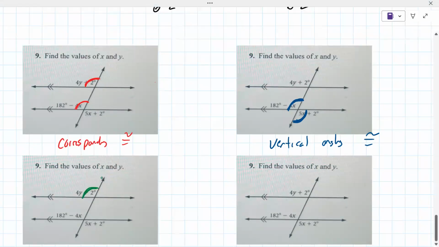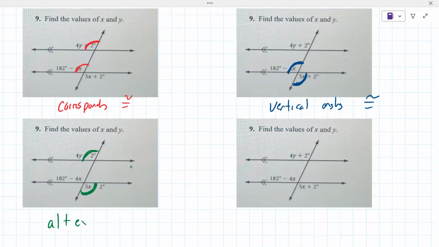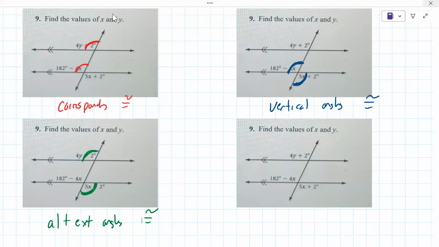This one and this one down here are called alternate exterior angles, and they also are congruent, which means that there's a lot of places to start. Now let's use the top left one and write the equation for it. Let me do that in the appropriate color so that you can see it later on, down here.